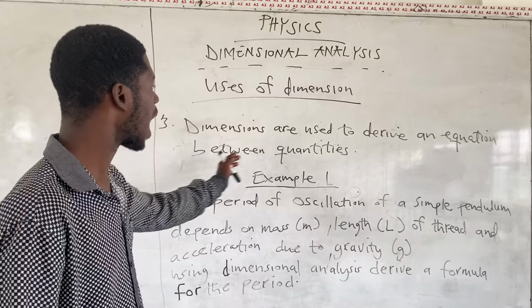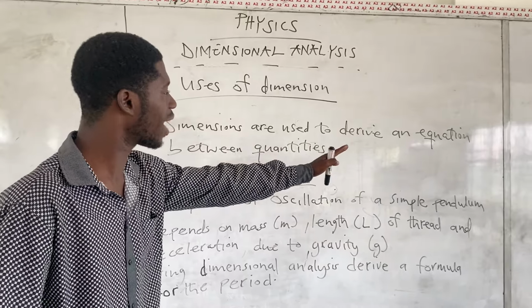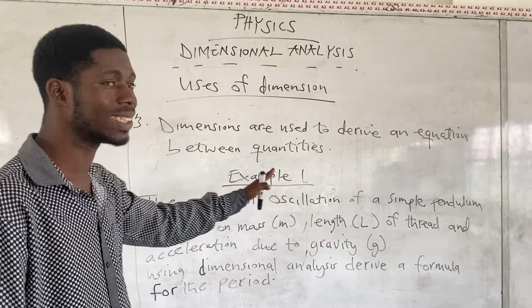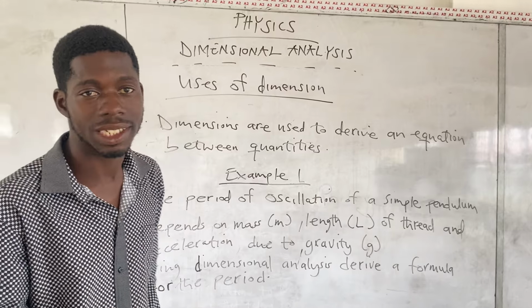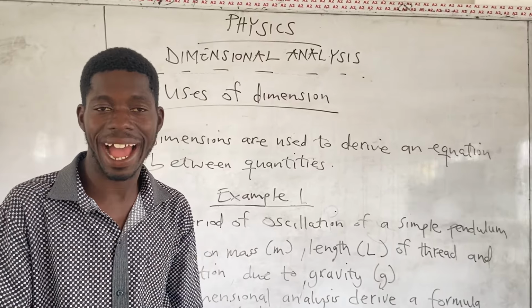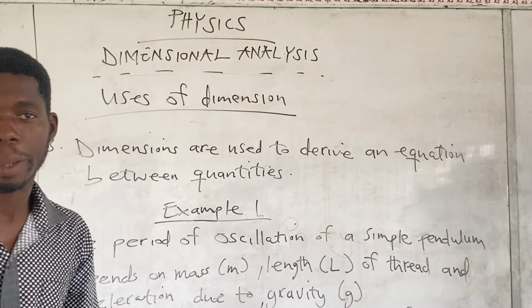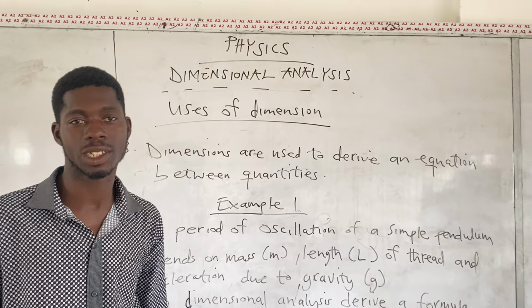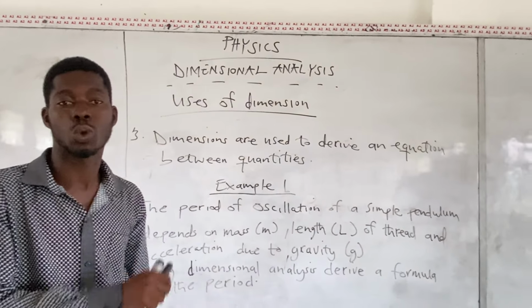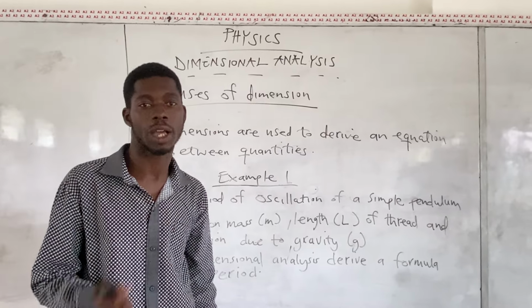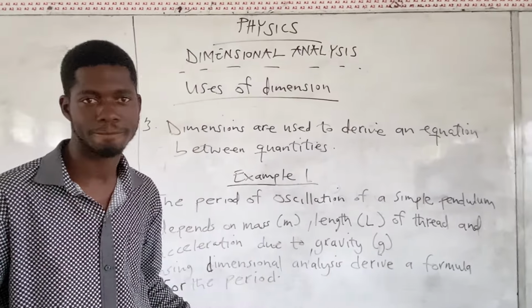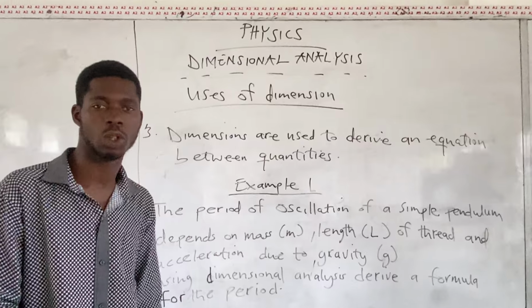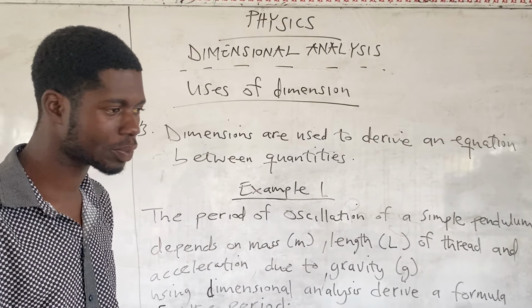Dimensions are used to derive an equation between quantities. Dimensions are used to derive an equation or formula between quantities. So you can use dimensions to derive a formula. Okay, so that's the third use of dimension.